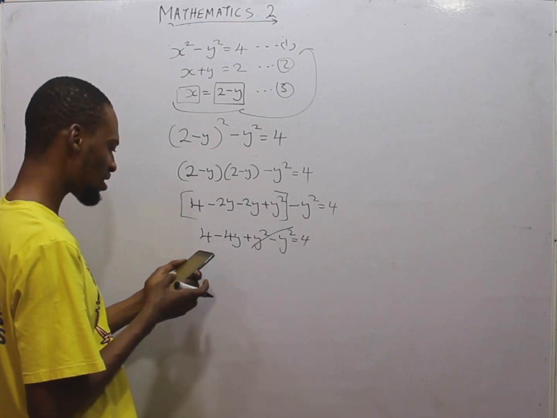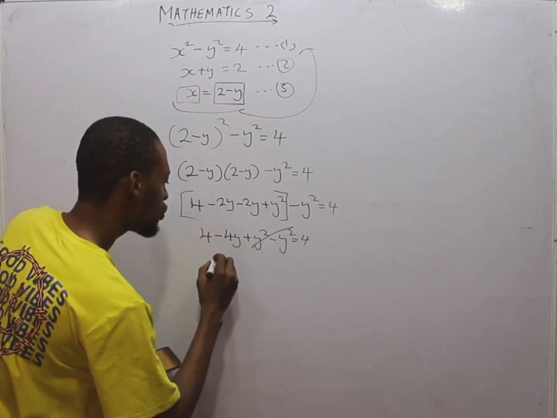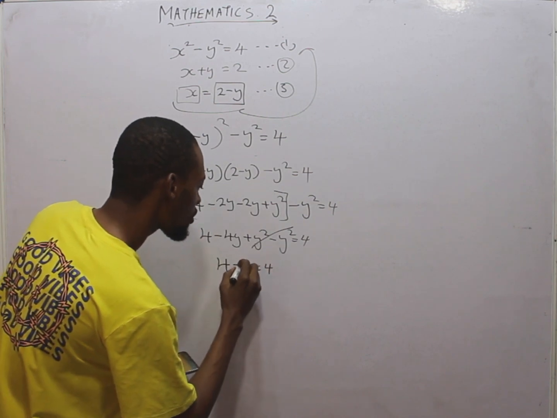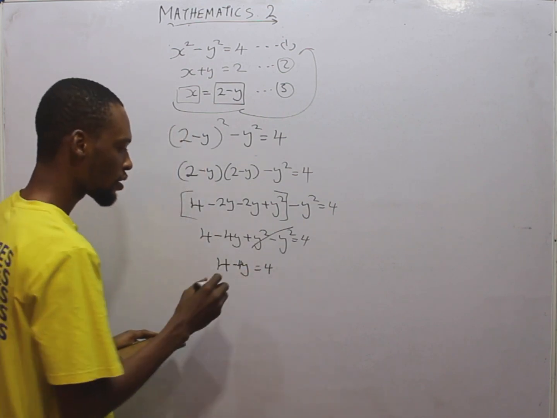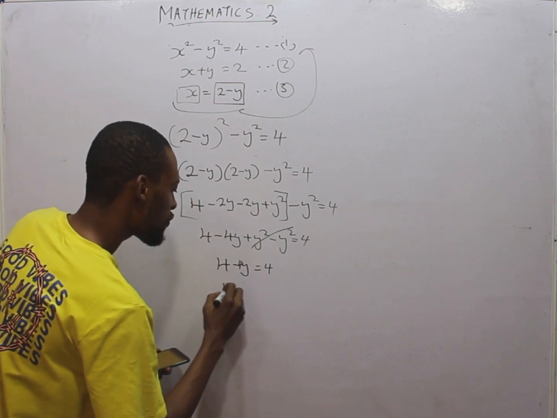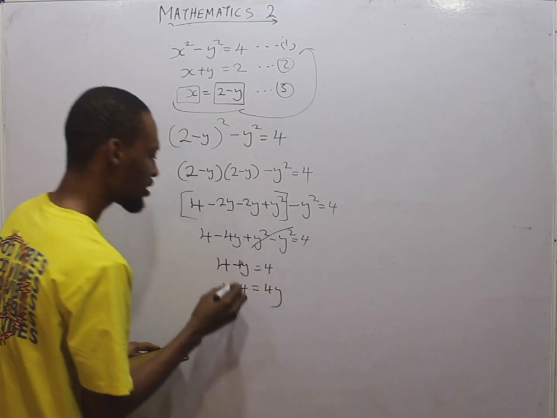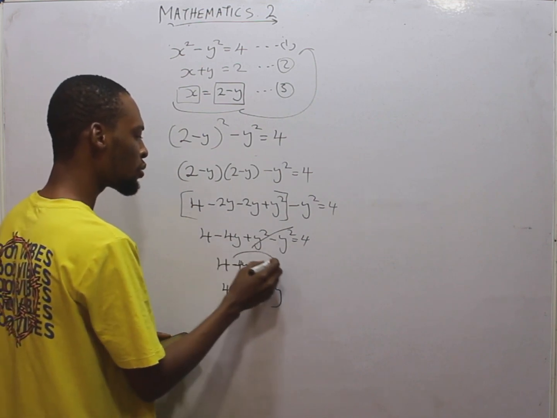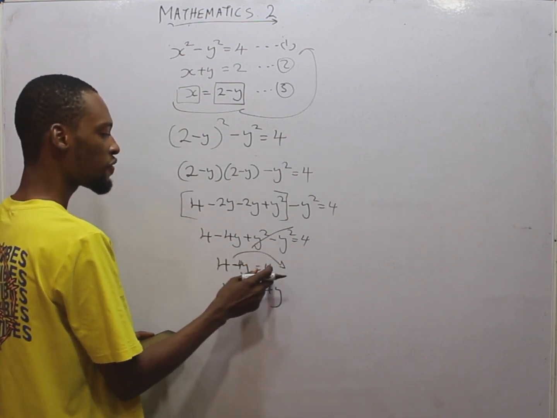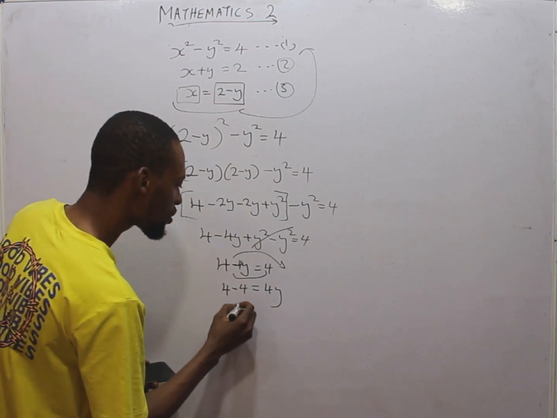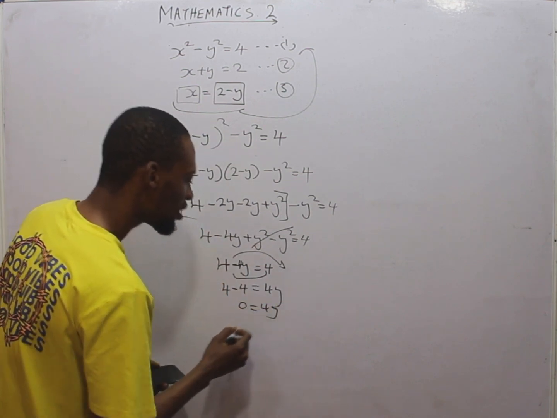Look at something else, something strange happening. We'll be left with 4 minus 4y is equals 4. Collecting like terms, 4 minus 4 is equals 4y. This is minus 4y. It goes here to become plus 4y. This is 4. It comes here to become minus 4. 4 minus 4 is 0. So 0 is equals 4y.